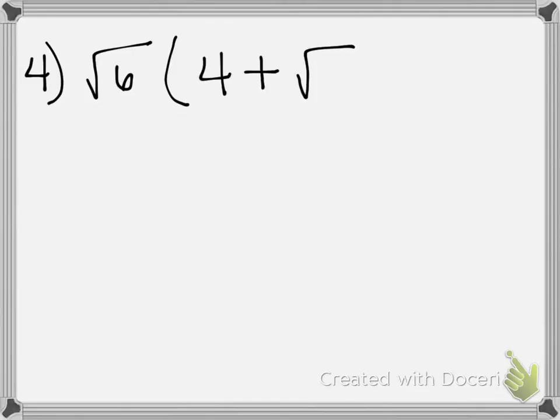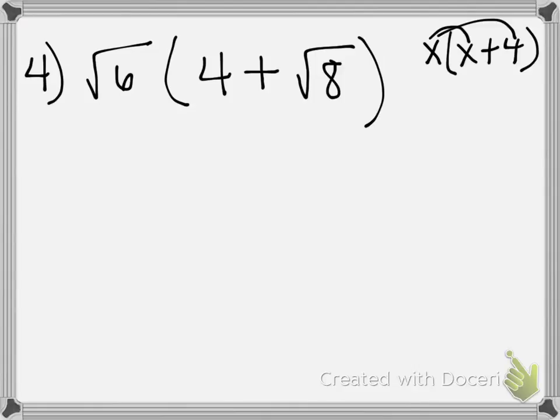Okay, so continuing on, number 4, I have the square root of 6 times the quantity of 4 plus the square root of 8. So that's the very big thing with this multiplication. I'm going to distribute just like I would anything else. Like if I had x times x plus 4, I'd distribute that x to both. Well, I'm going to distribute the square root of 6 to both.